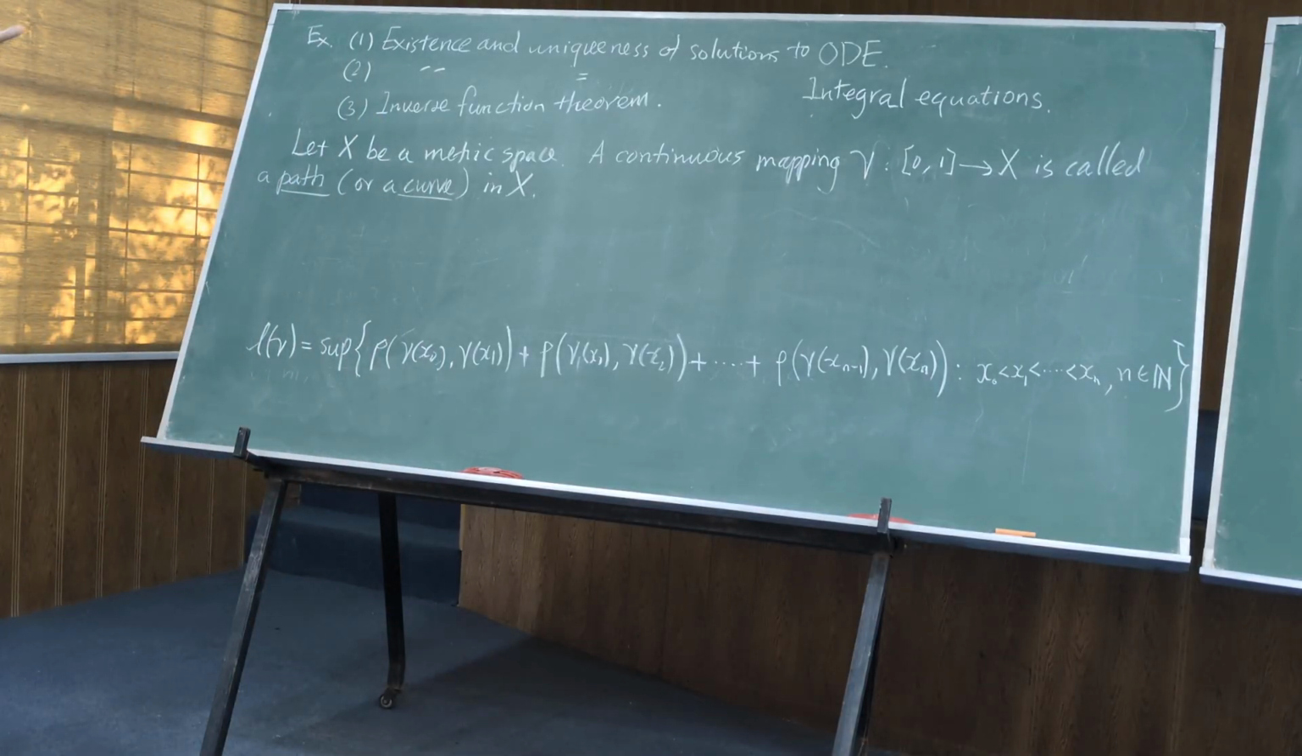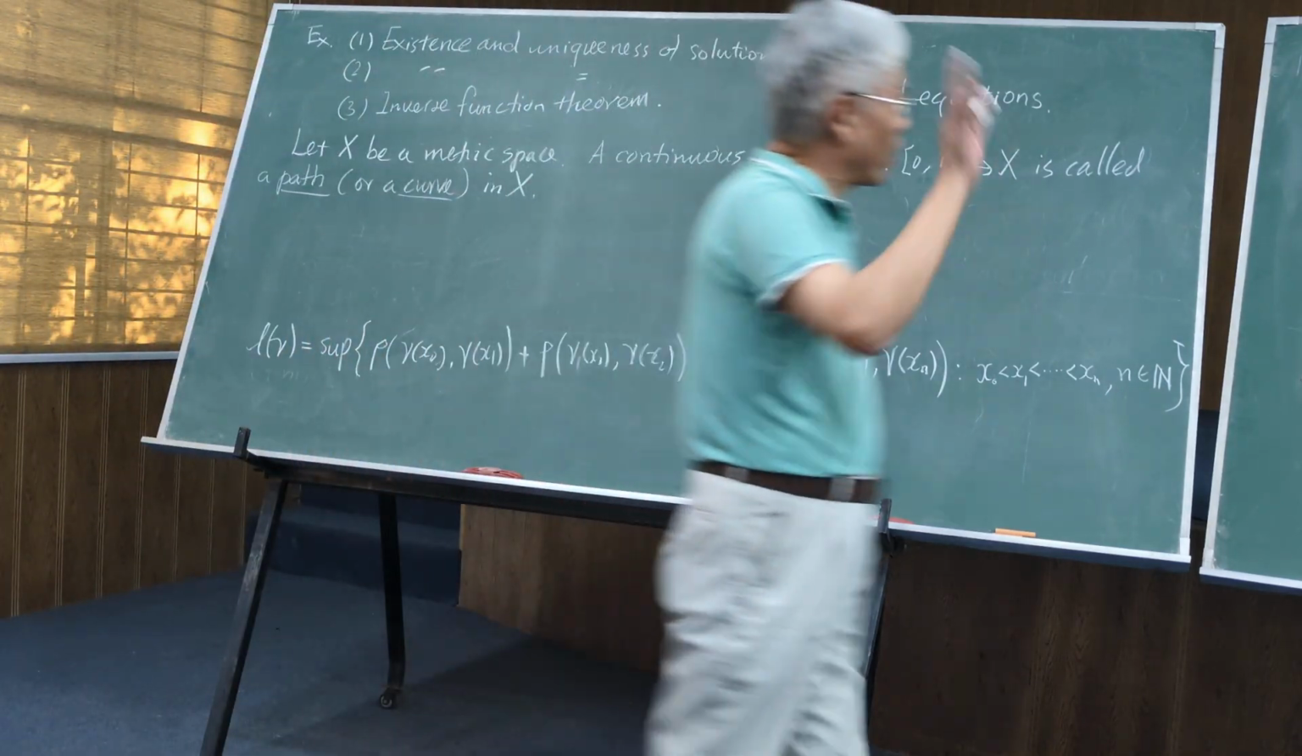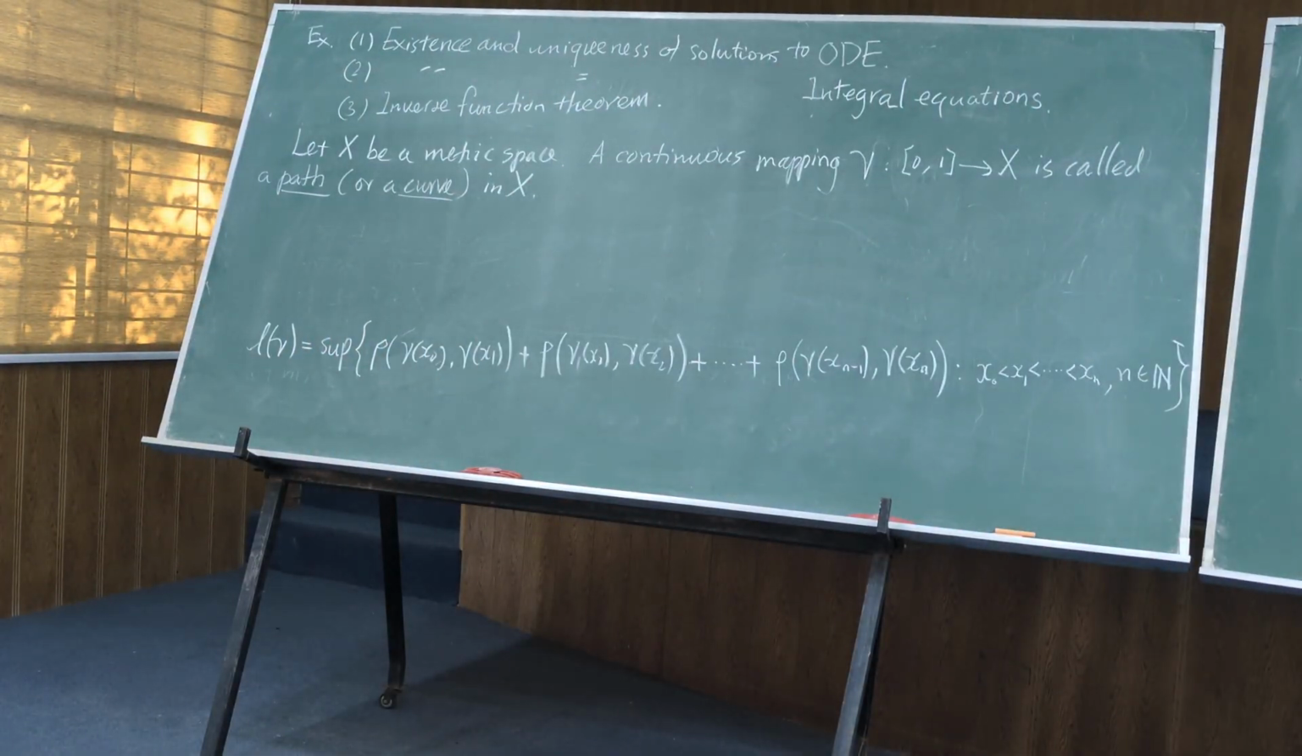Something should naturally follow from this observation, but I forgot what was next. So this is called the rectifiable curve or path.